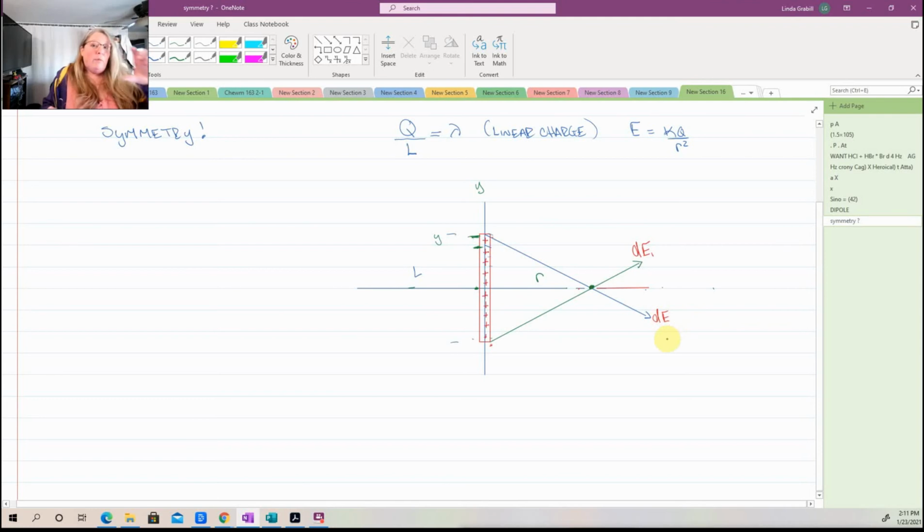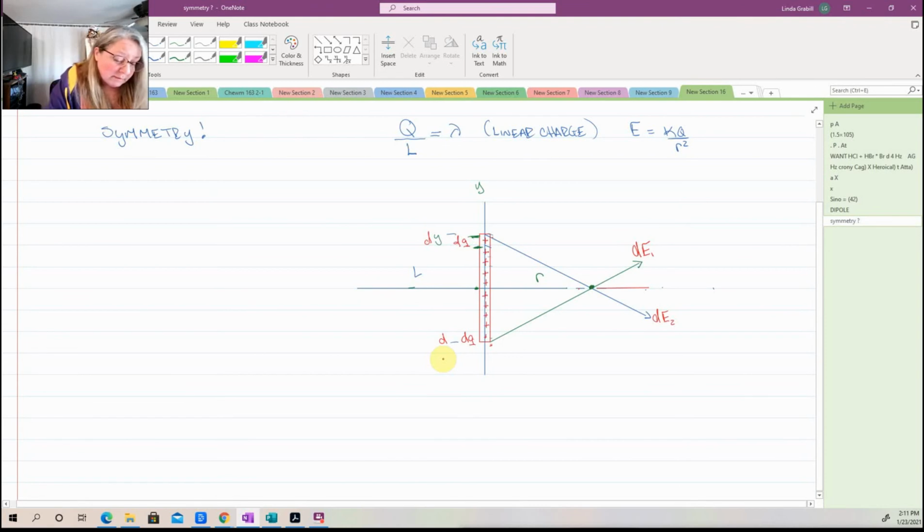So remember, when we do integration, we're adding up these little line segments. So this would be some amount of dq and some length of dy. And the same thing here, I'm going to have some dq of some length dy. And that's going to give me a teeny tiny chunk of this electric field.